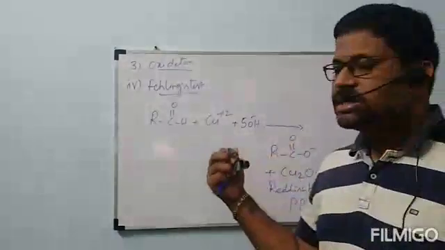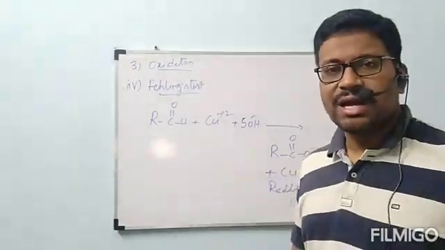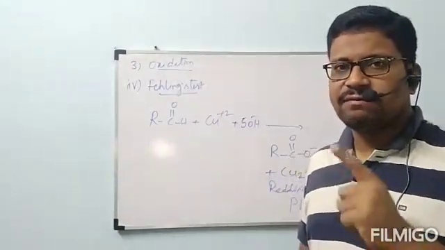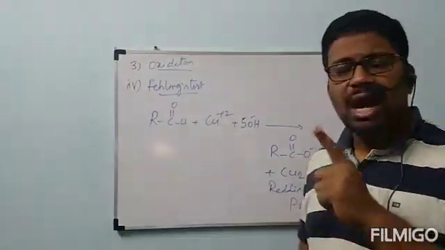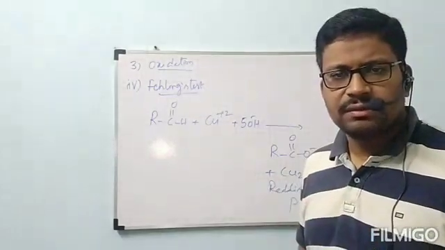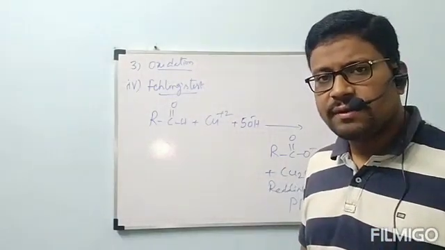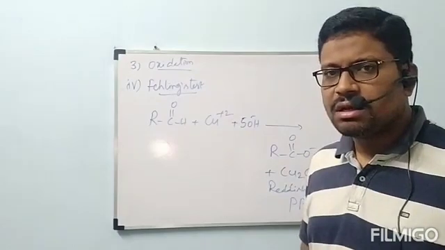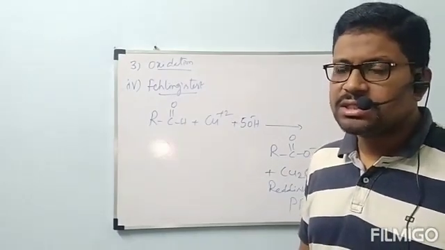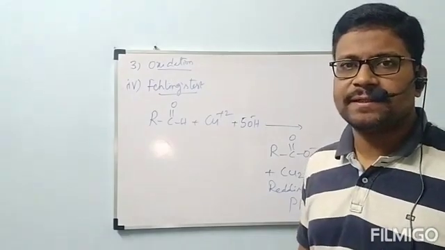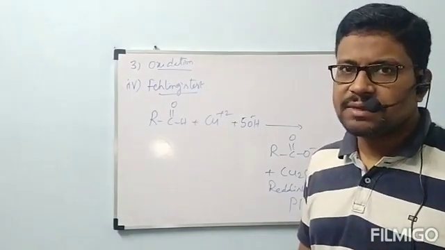All clear? This is about oxidation reactions. Under oxidation reactions, we have seen first aldehydes, how they undergo oxidation. Second, ketones, how they undergo oxidation. Third, Tollens' reagent, that is the Tollens' test. Silver mirror is formed. The Tollens' test is also called the silver mirror test.